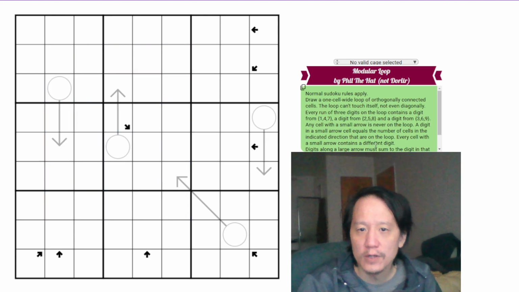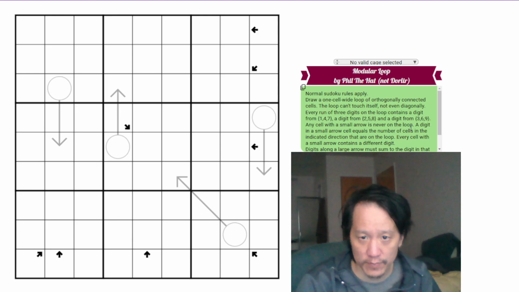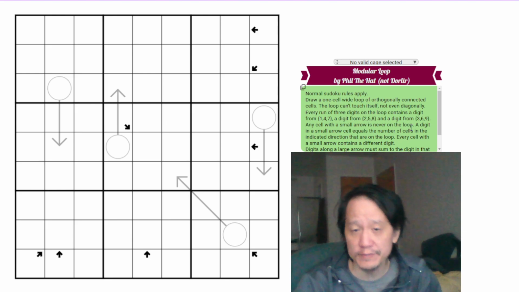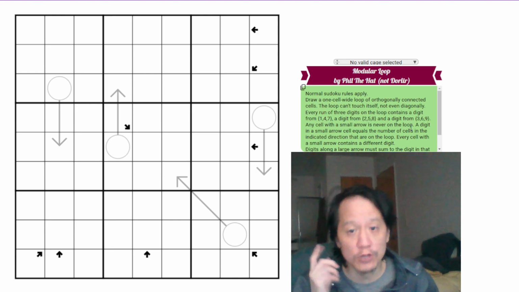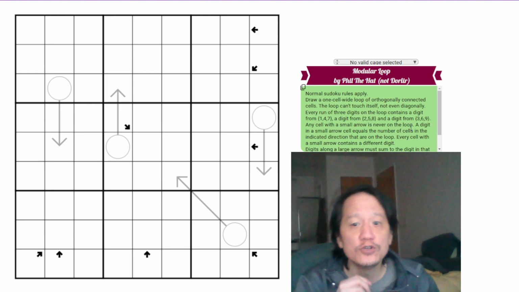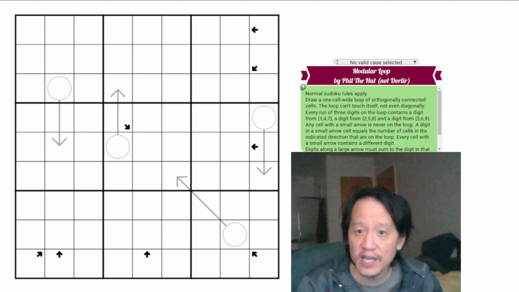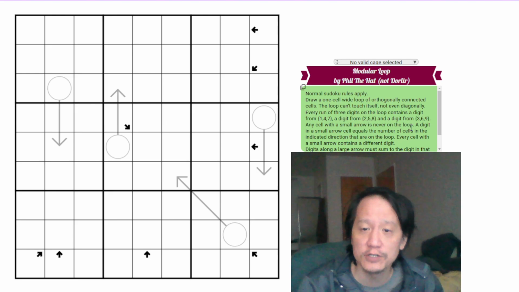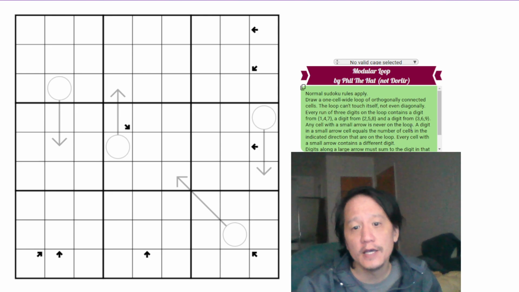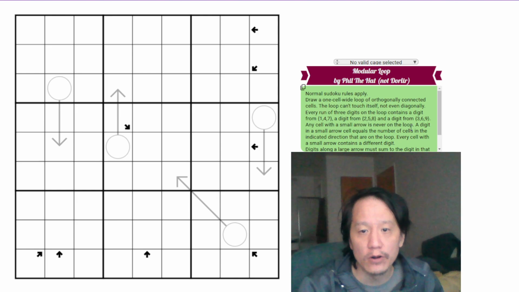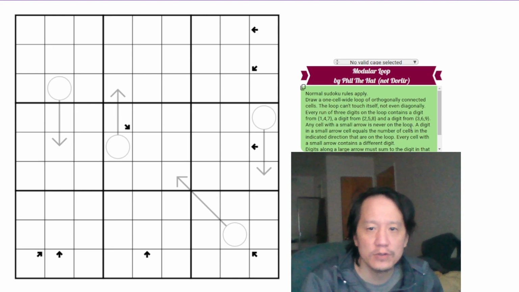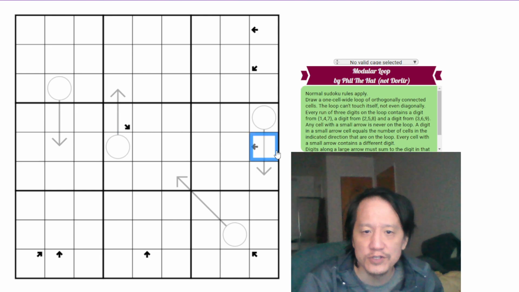Every run of 3 digits on the loop contains a digit from 147, which is modulo 1, a digit from 258, which is modulo 2, and a digit from 369, which is modulo 0. Any cell with a small arrow is never on the loop.